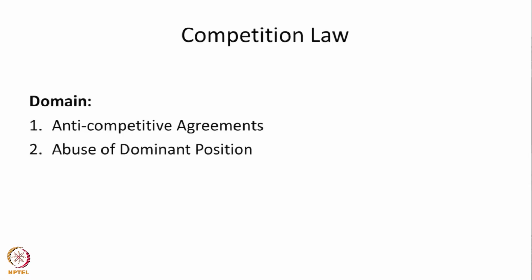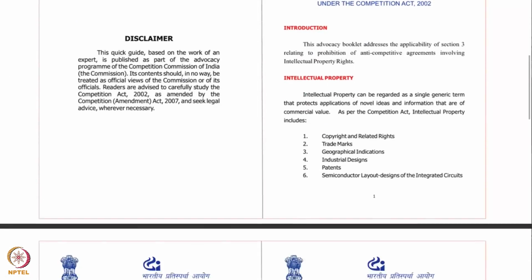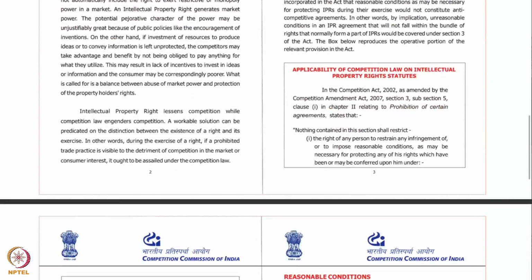And the Competition Commission, which is created by the Competition Act, can look into issues pertaining to abuse of dominant position. Dominant position is a position held by a player in the market who has a position of dominance. A position of dominance in itself is not bad, but when that leads to abuse, and if the abuse is caused by something related to intellectual property rights, then the Competition Commission can look into it. The Competition Commission of India has a booklet on intellectual property rights, and it lists all the intellectual property rights that we have covered so far.